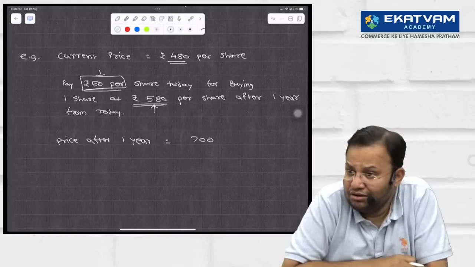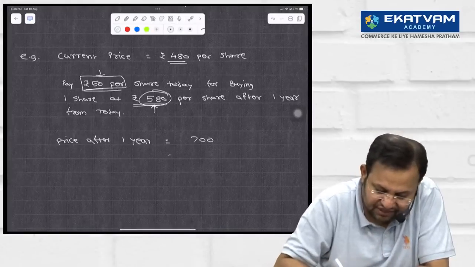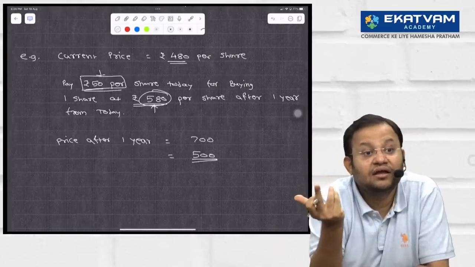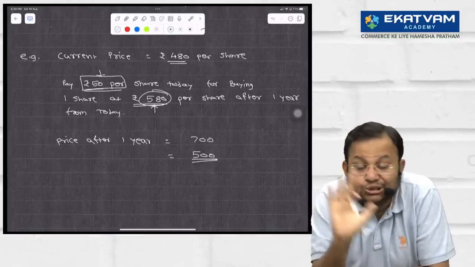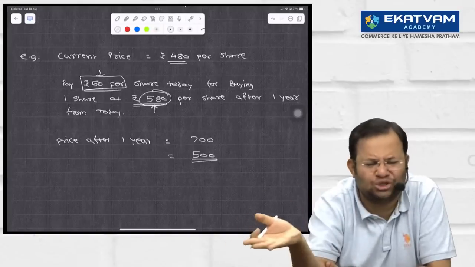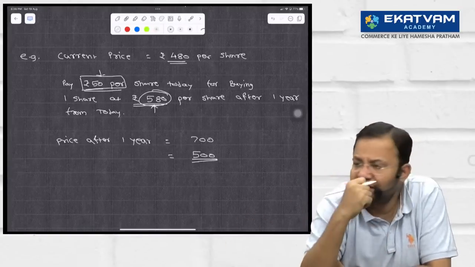Promoter will buy the shares at 580. If the price after 1 year is 500 only, he may buy, it is his choice. If he still wants to buy, it is his choice. Why will he buy? Don't ask me. It is his choice. It is not my choice. Why will he still buy?